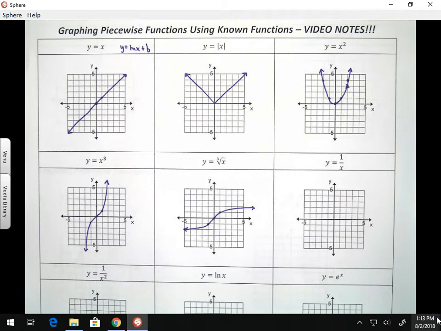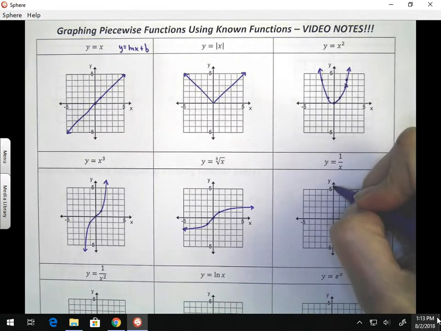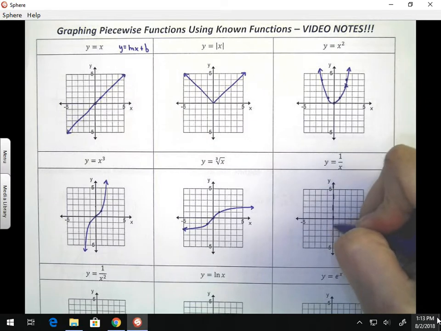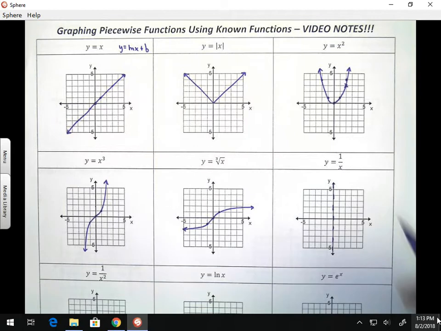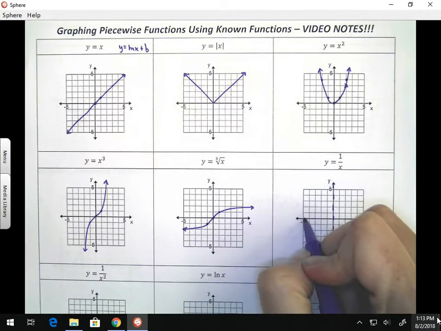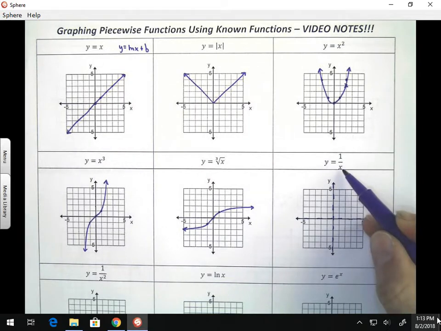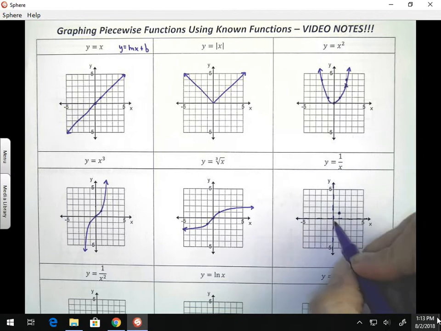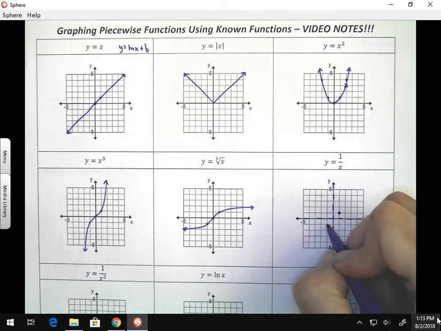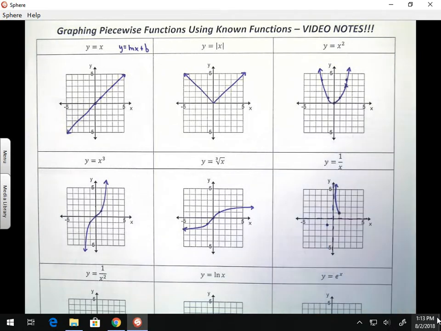For 1 over x, we're going to have a couple asymptotes here. Obviously, x can't be equal to 0, so we know we have a vertical asymptote here. And because we're bottom heavy here, we're going to have a horizontal asymptote also. Now, for key points, I can look at when x is 1, I know y is going to be 1. When x is negative 1, I'm going to have y is negative 1. And then it just looks like this, kind of approaching those asymptotes.